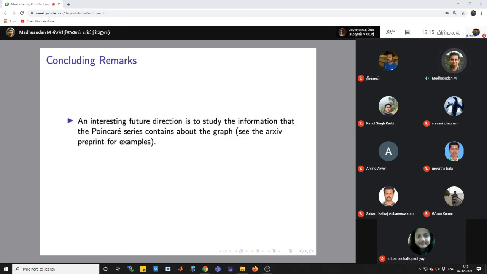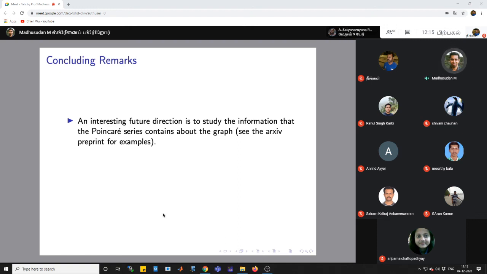Okay, so with this I'll conclude, with just a couple of remarks. This leaves potential for a lot of work, as far as I see, which is to understand this Poincare series in terms of what information it contains about the graph. As you see, it contains information about orders of various elements in the Jacobian, things like this.